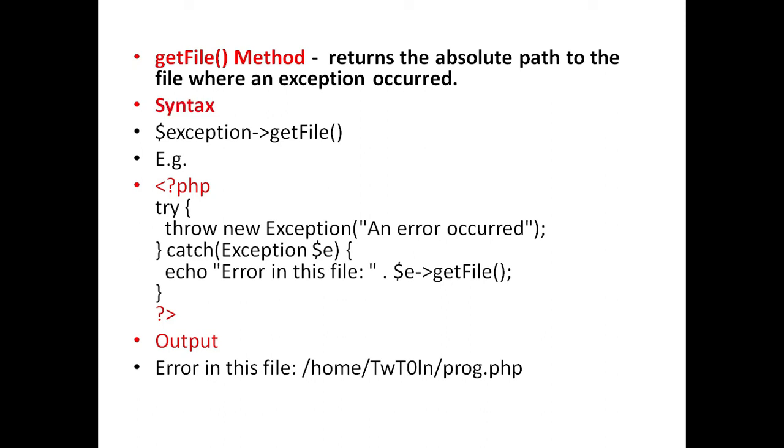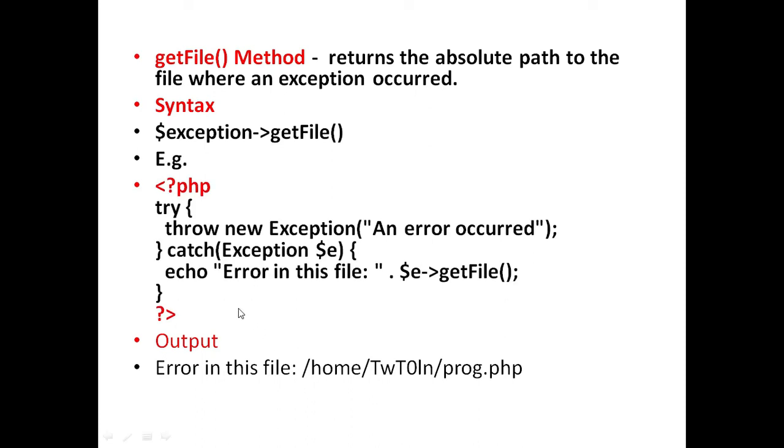Next is the getFile method, which returns the absolute path to the file where an exception occurred. General syntax is exception getFile. In this example, in the try statement, we have thrown the new exception as an error occurred, and in the catch statement, we have printed that error in this file is E, which is the object of exception, E getFile. Then the output will be error in this file and the file name.